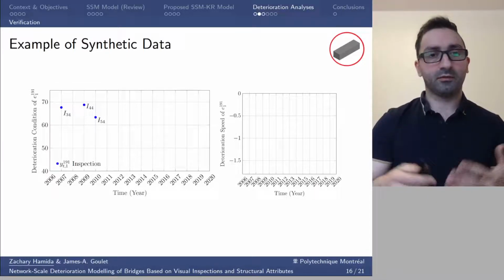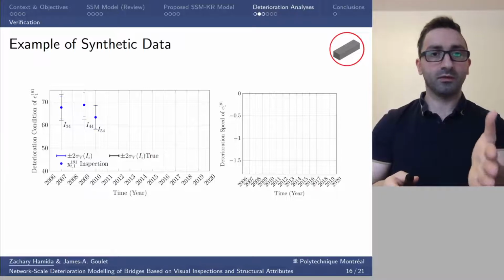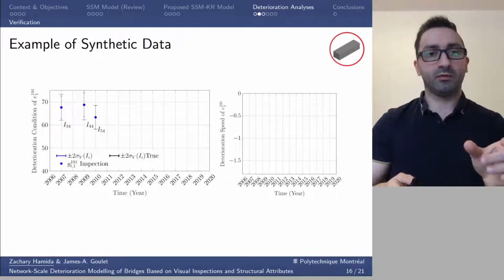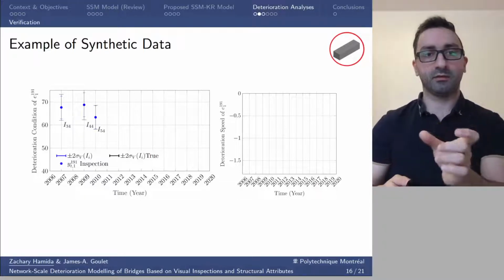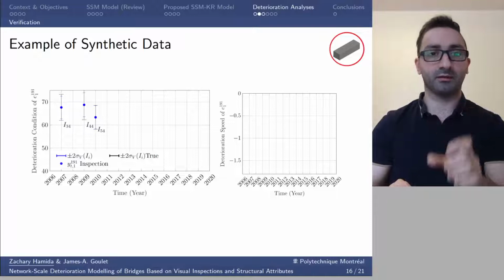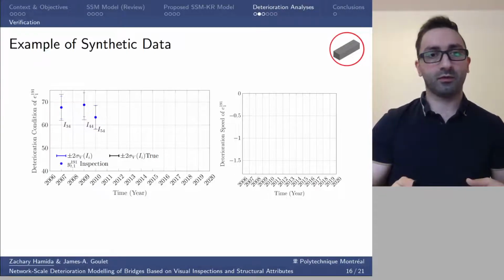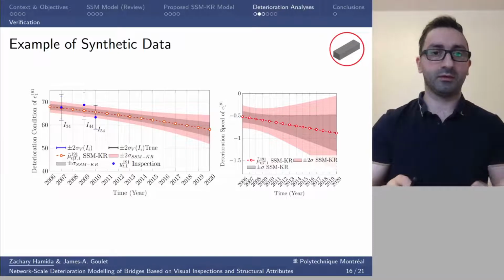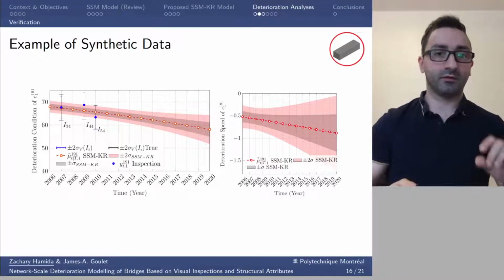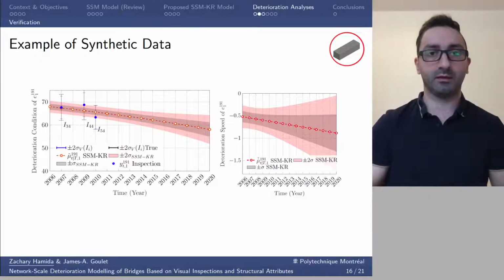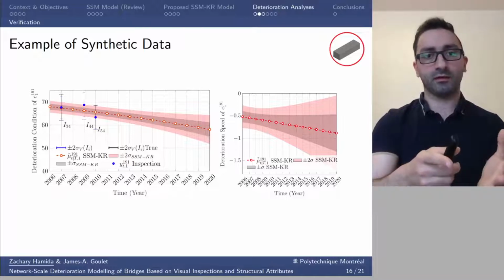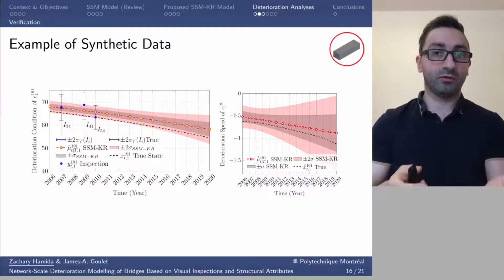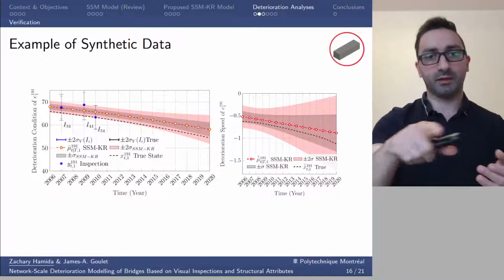The uncertainty for each inspector is shown on the inspection data by the vertical lines, where the blue vertical line represents the estimated inspector uncertainty versus the black vertical line, which shows the true inspector uncertainty. Then we show the model estimate, represented by the red dashed line, and the uncertainty around it, with two standard deviations and one standard deviation for the darker region around the model estimate. This is for the condition on the left and for the speed on the right. And the true deterioration curve for the condition is represented by the black dashed line.